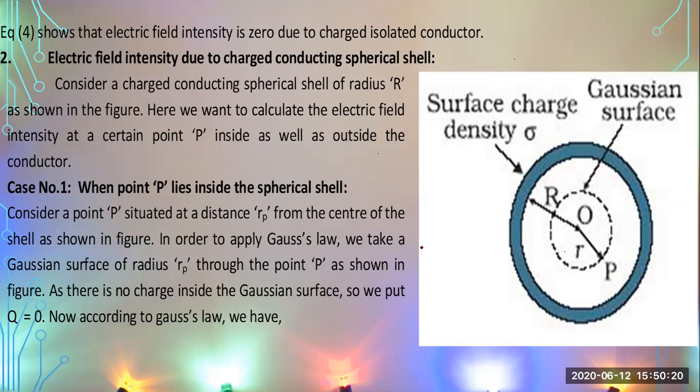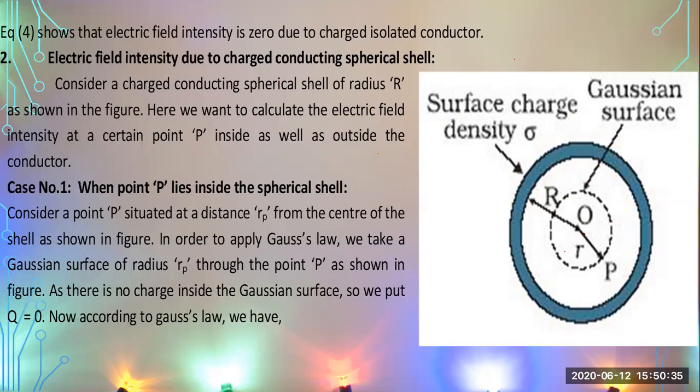We have to calculate electric field intensity in two steps. Number one, we will calculate electric field intensity inside, and during the next class we will calculate electric field intensity outside, at the upper surface, at the outer surface of the sphere.